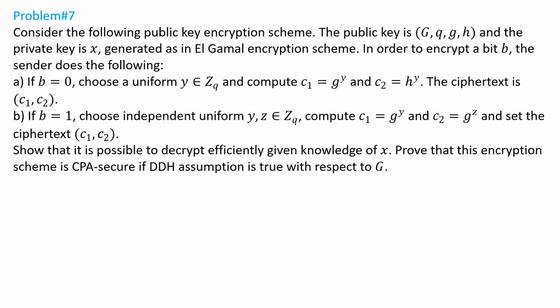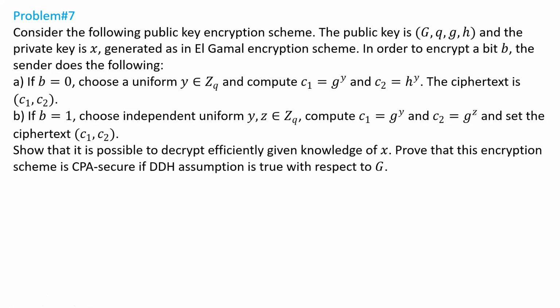Proceeding to the next problem. Consider the following public key encryption scheme. The public key is G, Q, g, h and the private key is x, generated as in the El Gamal encryption scheme, that is, h is equal to g to the power x. In order to encrypt a bit b, the sender does the following. If b equals 0, choose a uniform y belonging to Zq and compute c1 equal to g to the power y and c2 equal to h to the power y. The ciphertext is c1, c2.